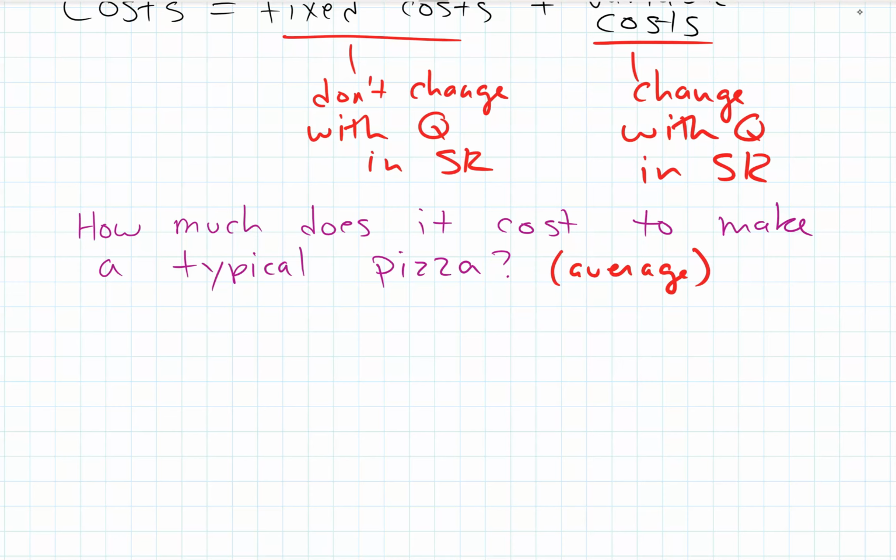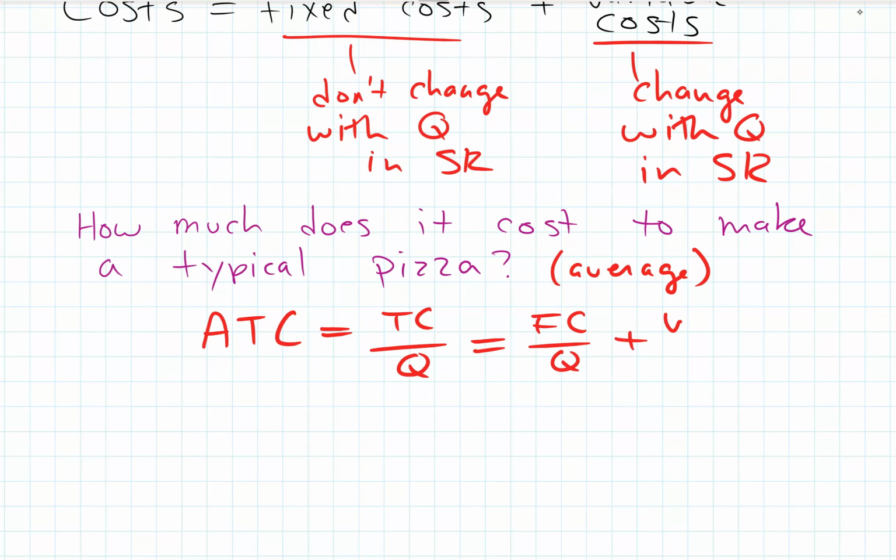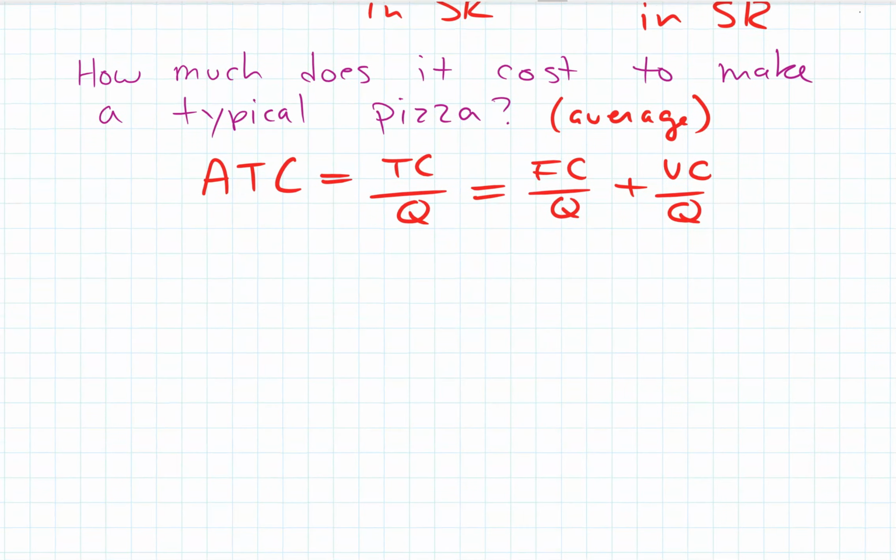So we make 100 pizzas, and how much does it cost to make each one on average? That's our average total cost, which is just our total cost divided by the quantity. We can also think of that as two parts: fixed cost divided by the quantity, and variable cost divided by the quantity. So if you want to know what's the typical one, you're using the concept of average.